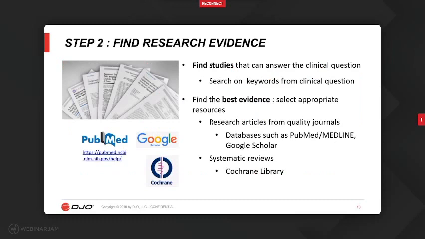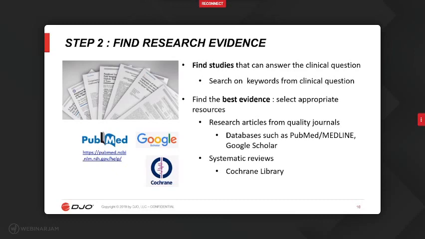Next we have step 2, finding research evidence. So we will look for studies that can answer the clinical question. We will search on keywords from the clinical question. We will try to find, of course, the best evidence. Therefore, we will select appropriate resources. We look for articles from quality journals, and they can be found in databases such as PubMed, Google Scholar.